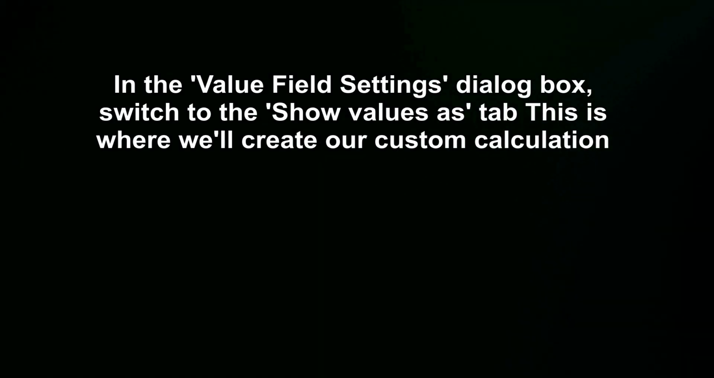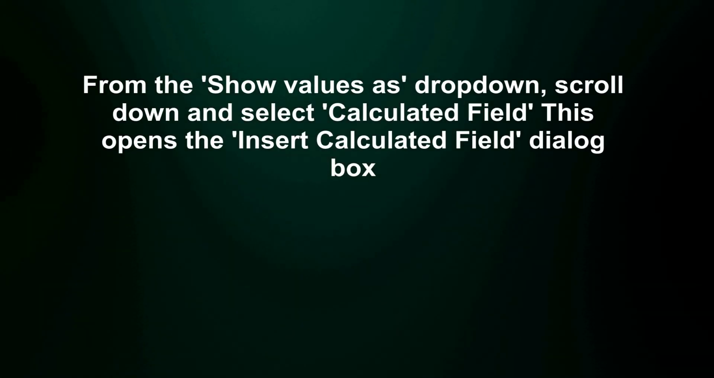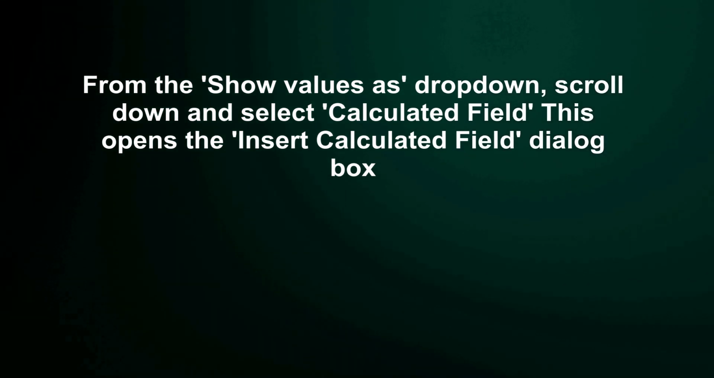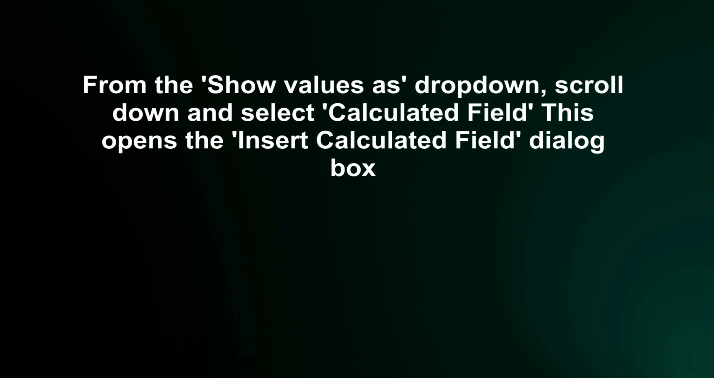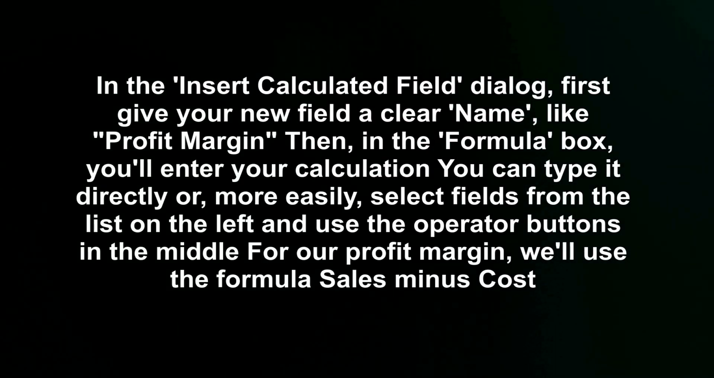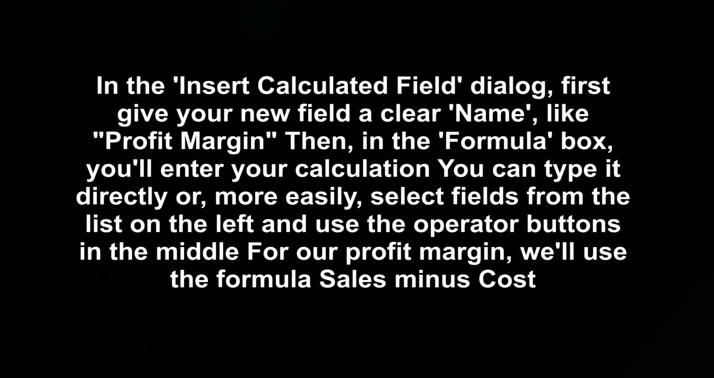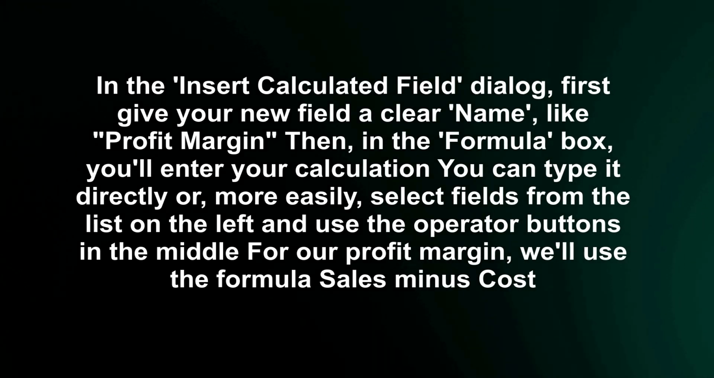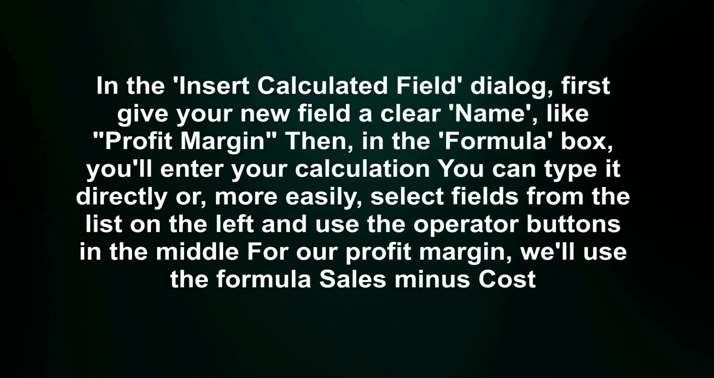This is where we'll create our custom calculation. From the Show Values As drop-down, scroll down and select Calculated Field. This opens the Insert Calculated Field dialog box. In the Insert Calculated Field dialog, first give your new field a clear name, like Profit Margin. Then, in the Formula box, you'll enter your calculation.